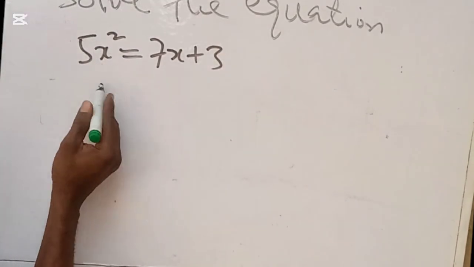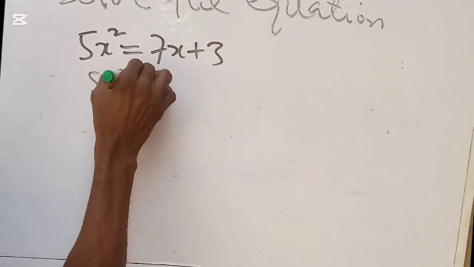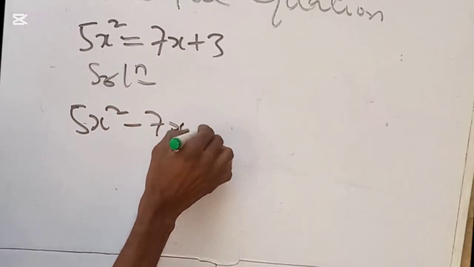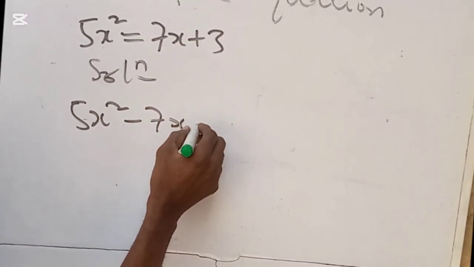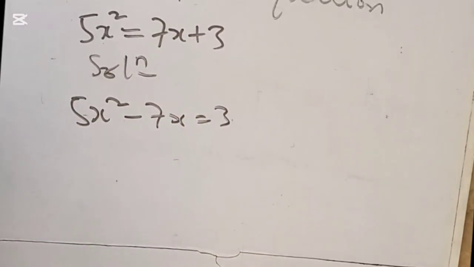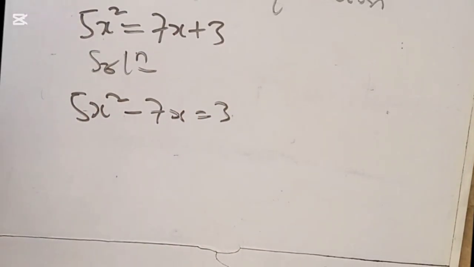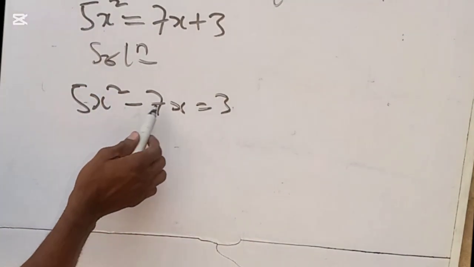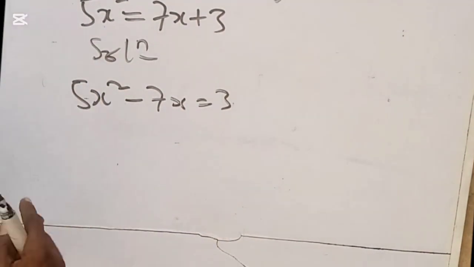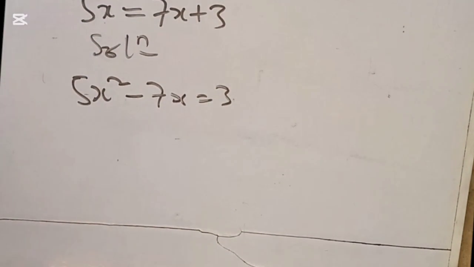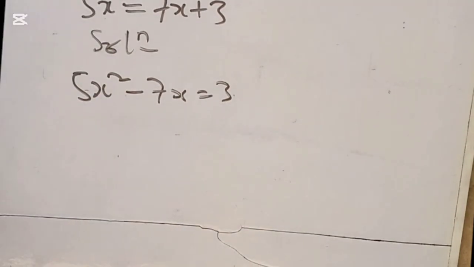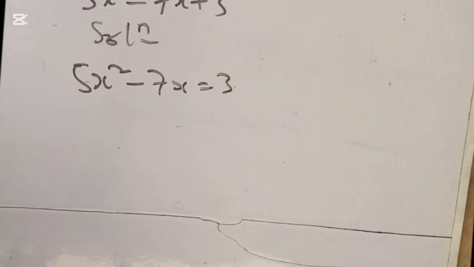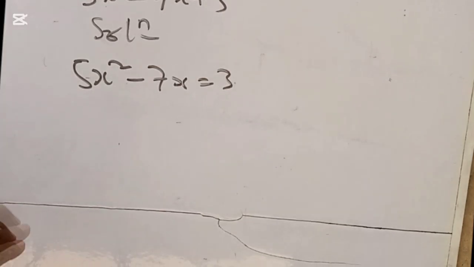Alright, we're going to solve this now: 5x squared minus 7x equals 3. I can't factorize this. By the normal way of factorization, if you multiply the coefficient of x squared with this, which is 15, there's no way I'll get two factors of 15 to give me minus 7. So I will proceed to the next one. Either use the completing the square method or the formula.